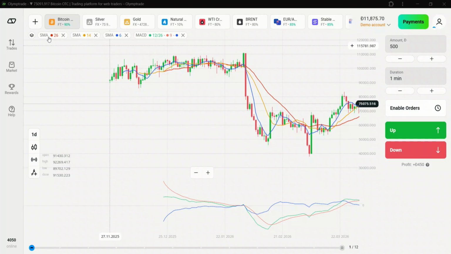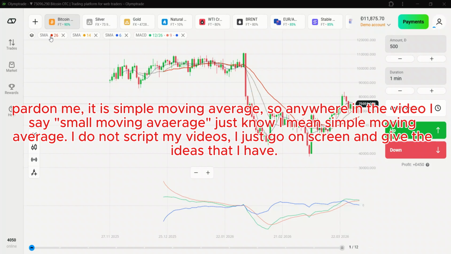So you can see that there are simple moving averages of 26, which is the red line, then a moving average of 14, which is the yellow line, and the moving average of 6, which is the blue line. This is a daily chart, so I'm going to change it.